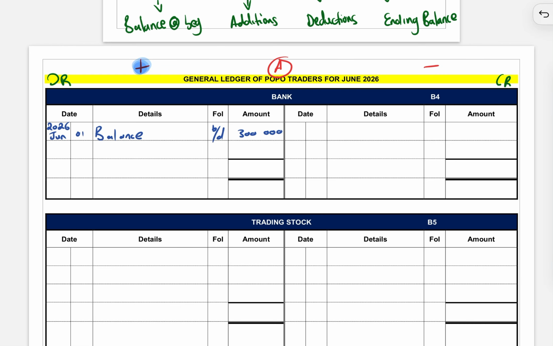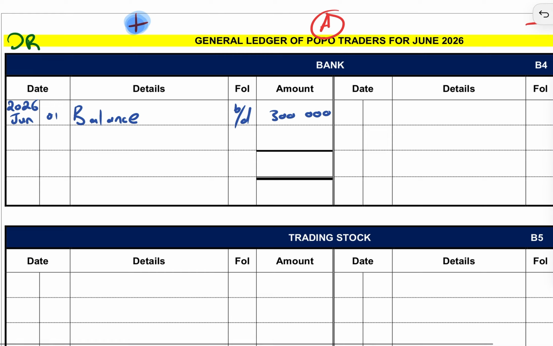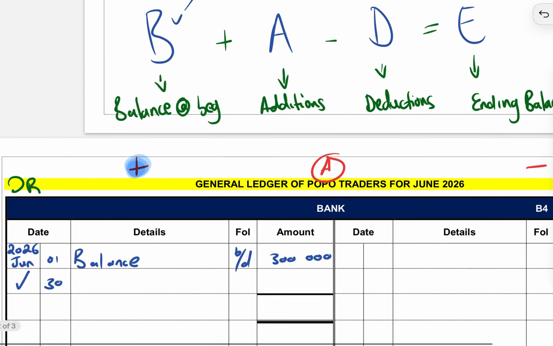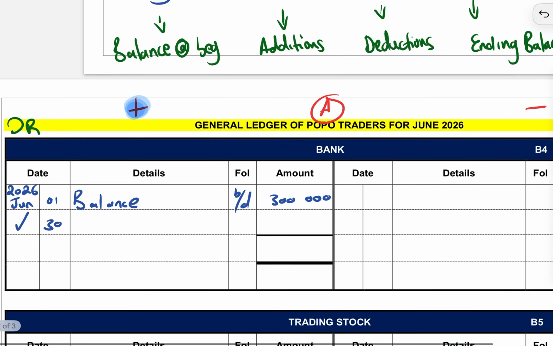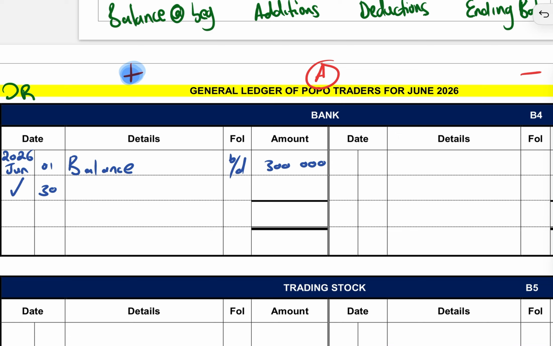So let's record it. So the year is still the same, the month is still the same, so I'm going to put a tick. No need to repeat the information. Okay, but there's a difference in the dates. So we are taking a total at the end of June. Oh, so sorry, it should be the 30th here. It should be the 30th. Okay, so what are we going to write under details?